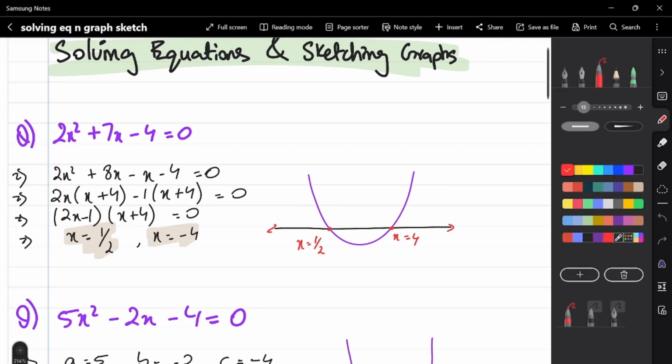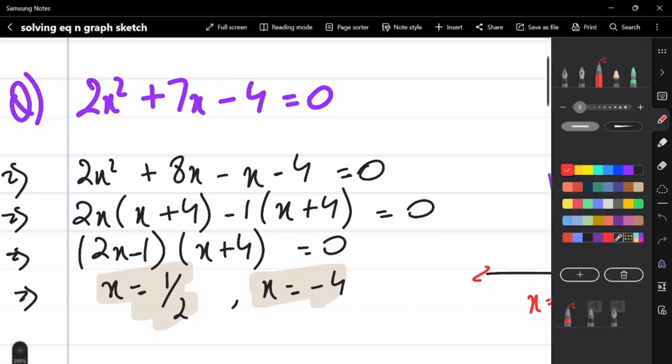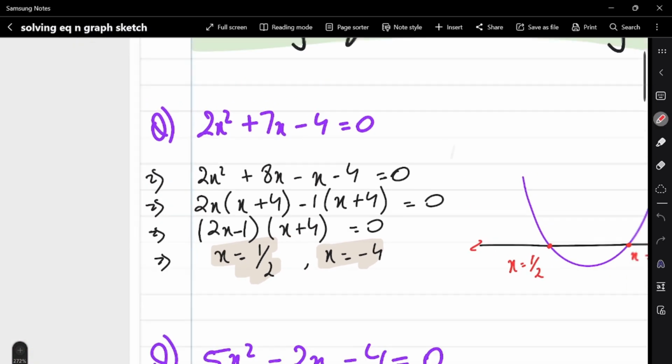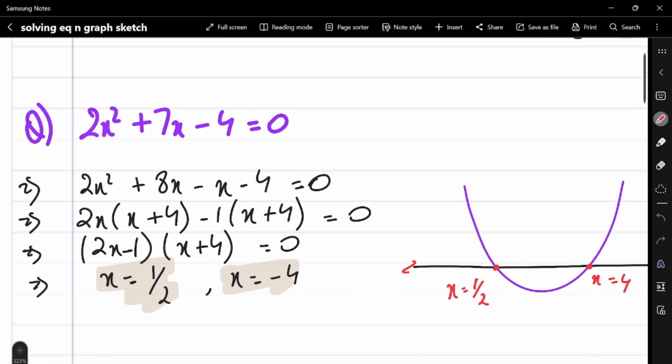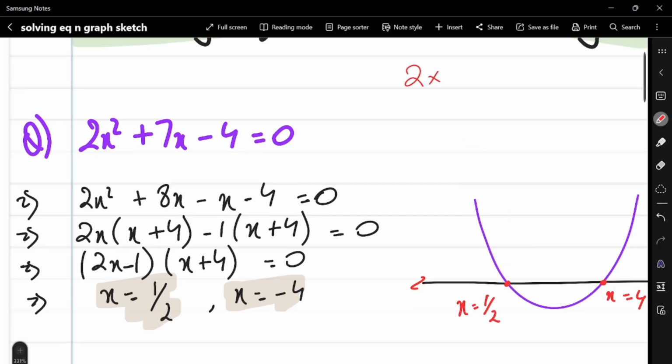Now here, let me select red. And let's go over a few examples that I've already done. 2x squared plus 7x minus 4 is equal to 0. A simple quadratic equation. First, let's see what 2 multiplied by 4 gives us. So it gives us 8.